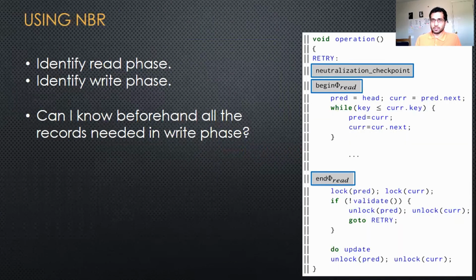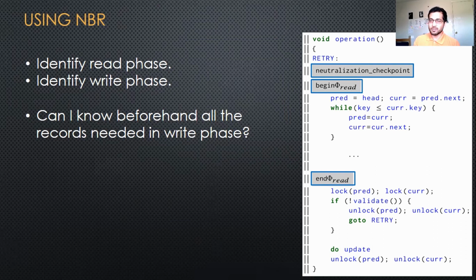So let's see this in the same lazy list update operation. Here you invoke the begin read function before you begin your read phase. And once your read phase ends and before starting the write phase, you call the end read function. And this end read function also takes the records which you discovered in the read phase and that will be required in a subsequent write phase.